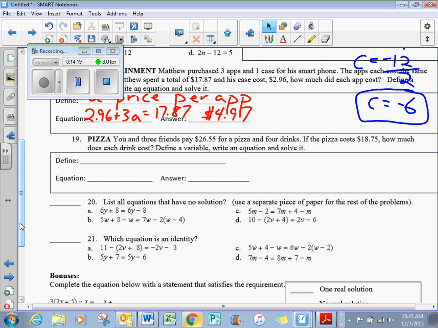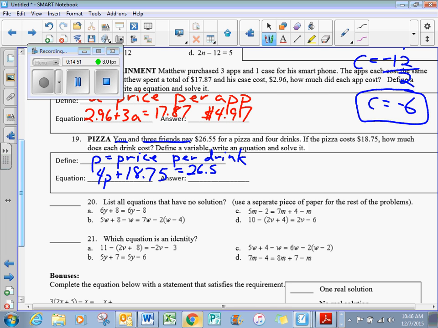This one was very similar, probably too similar. But if P equals price per drink, how many people are getting the drink? 4 people. 3 friends and the person, you. Okay? So you're going to pay for 4 drinks. You're going to pay for pizza, which is $18.75. And altogether, it costs $26.55. So you have to figure out how much the drinks cost by subtracting and dividing. And you get, how much is each drink? $1.95. Okay?